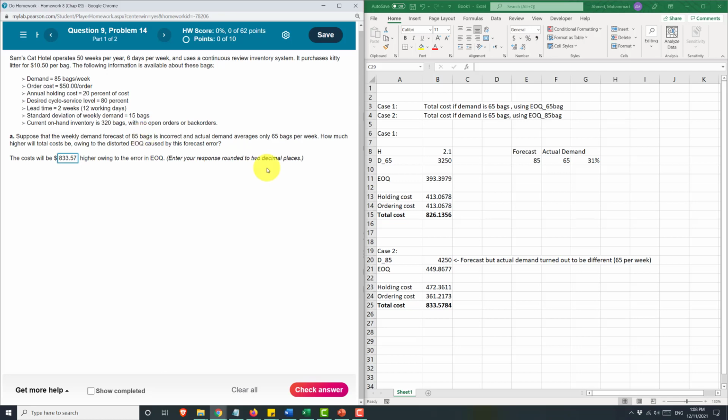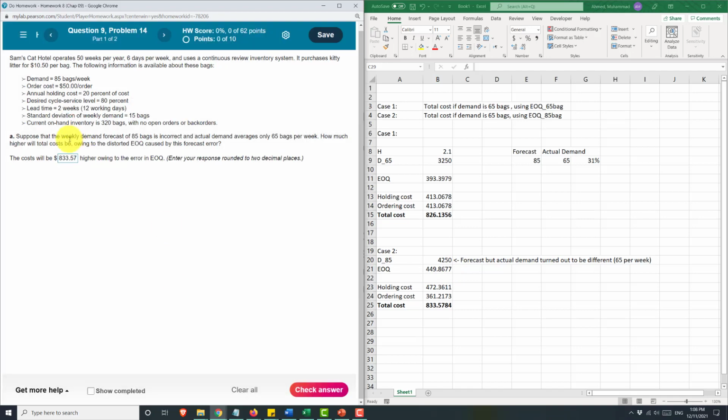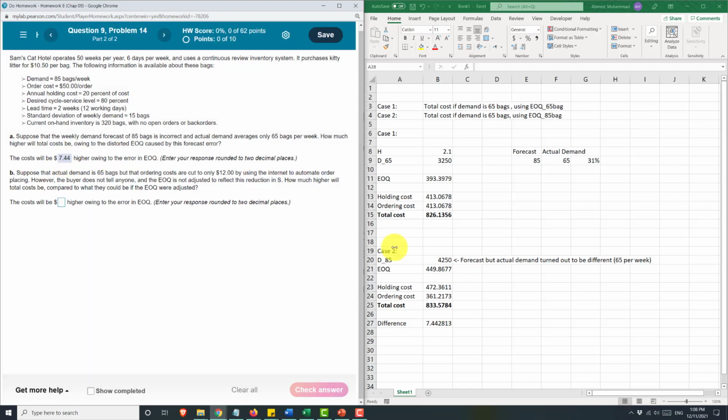Now, if my number is wrong, that might be because I'm not rounding the EOQ. Oops, sorry, I have to put in the difference, not the actual value. So the difference, how much higher the costs are, is this minus this. So 7.44. Okay, so that was correct, right? And so it's costing me only $7.4 to have made that huge forecast error.